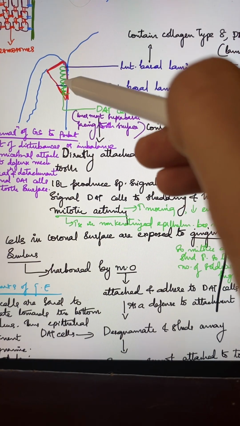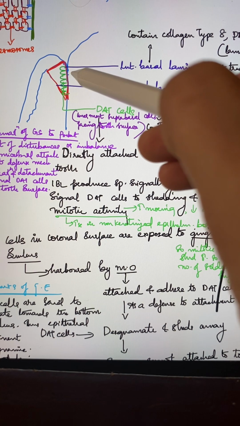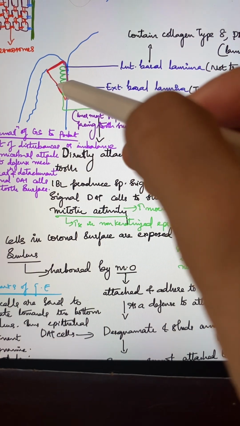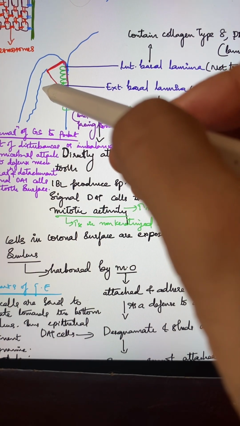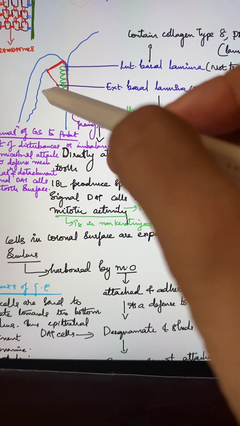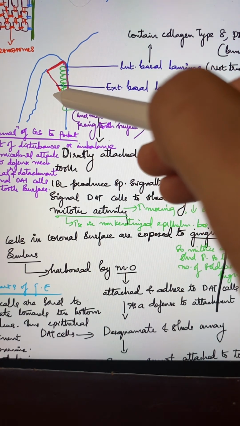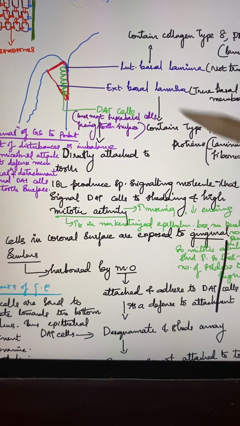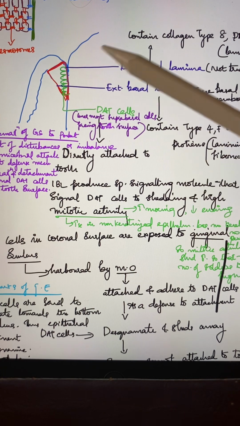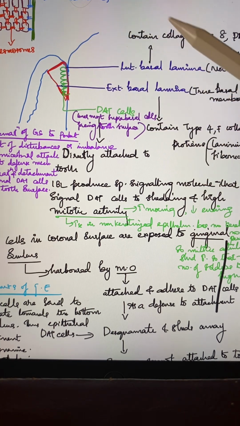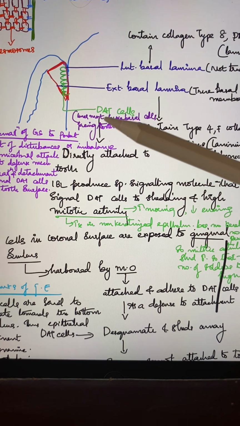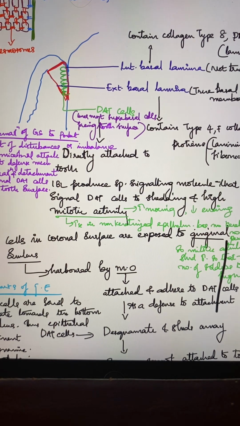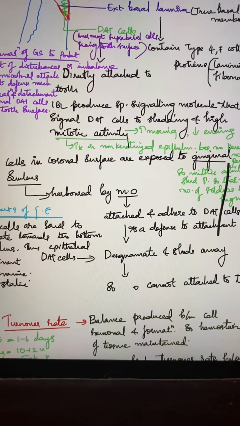Internal basal lamina is not a true basal membrane because it is attached to the tooth surface. The external basal lamina is the true basal membrane. It contains collagen type 4 and 7 and proteins known as laminin and fibronectin. But the internal basal lamina contains collagen type 8 and the protein laminin 5. This is where the DAT cells are directly attached to the tooth.